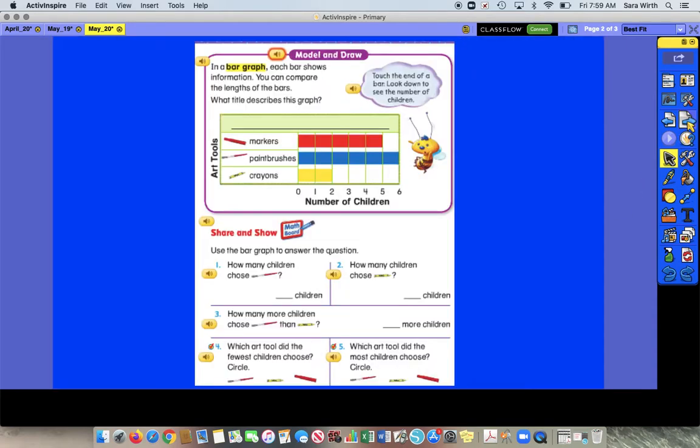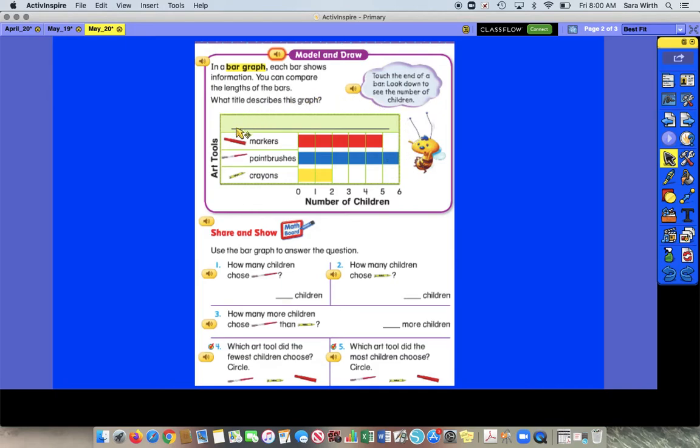Okay, here's our graph for today. So we've been doing picture graphs the last 2 days where we were using pictures to show how many of things people chose or people were using. Well, today in a bar graph, we're going to do the same thing. It's going to have information, but we're going to use bars instead of pictures to show the information.